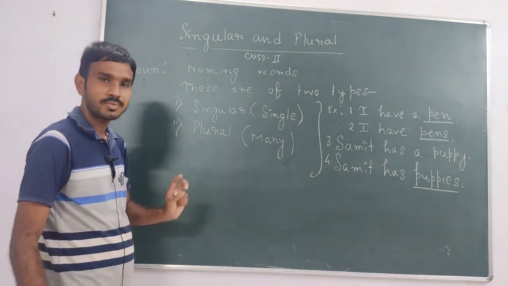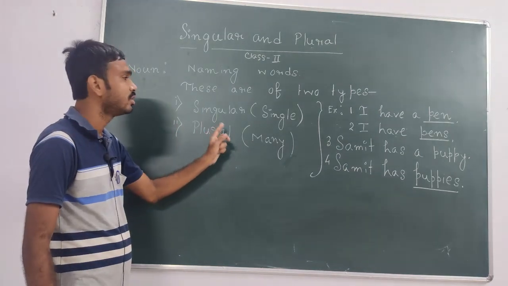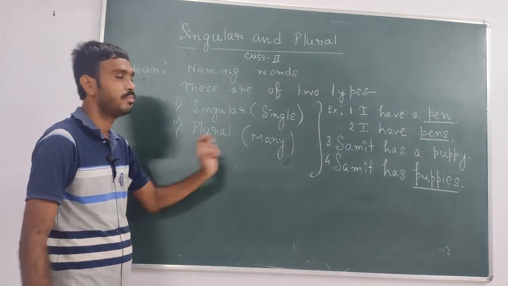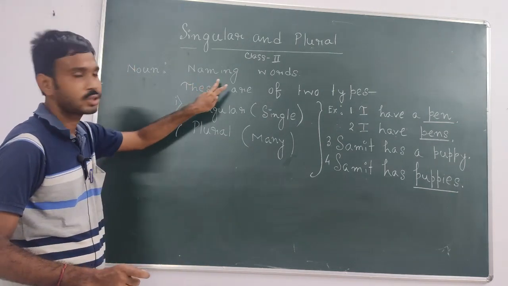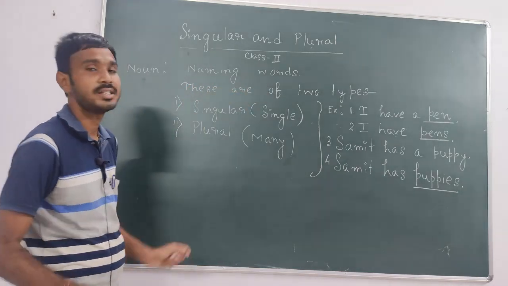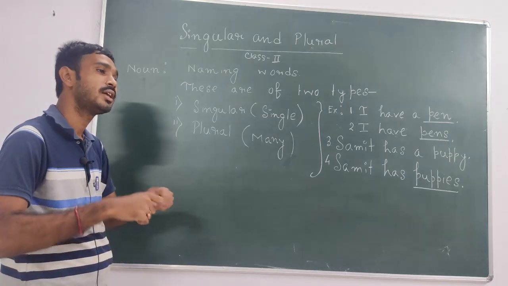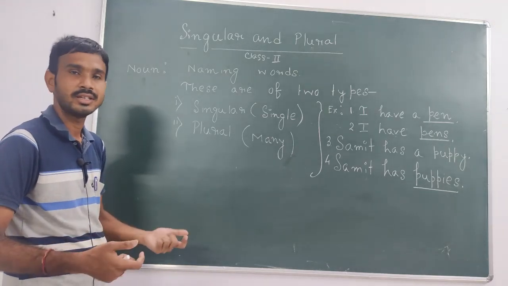In case of singular and plural, there are two types. Basically singular stands for a single thing and plural stands for many things. For example, I am specifically concentrating on the definition, that is naming words. The noun is a word that expresses the name of a place or a person or a thing, etc.